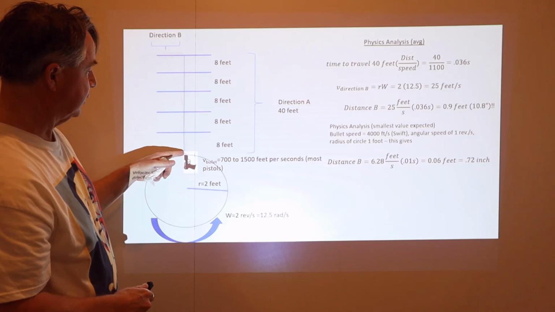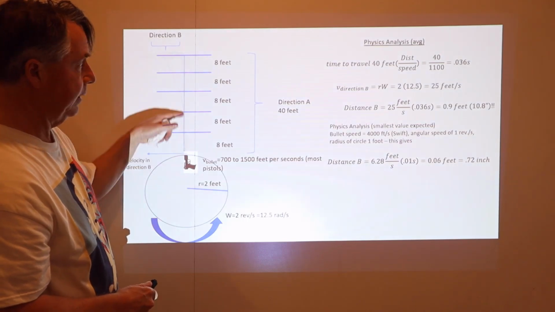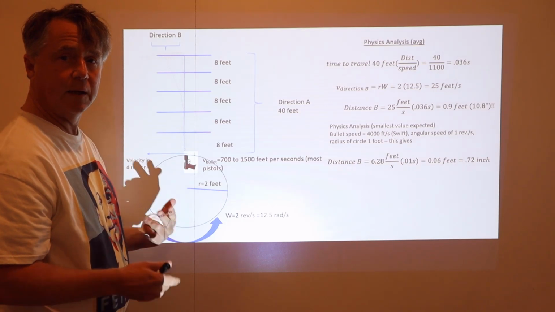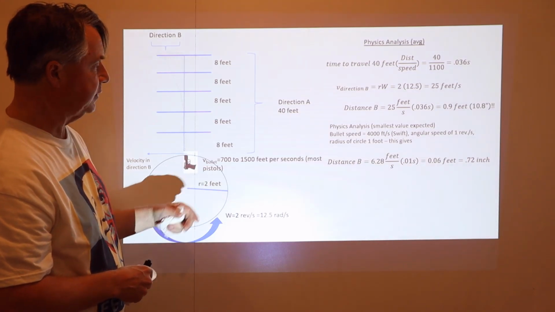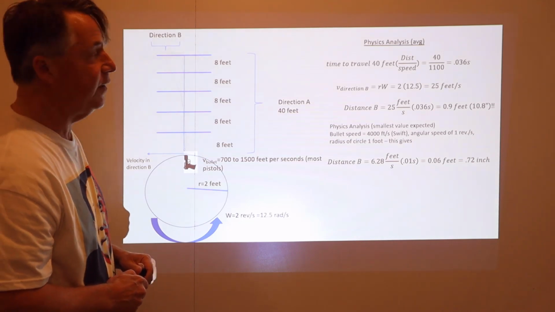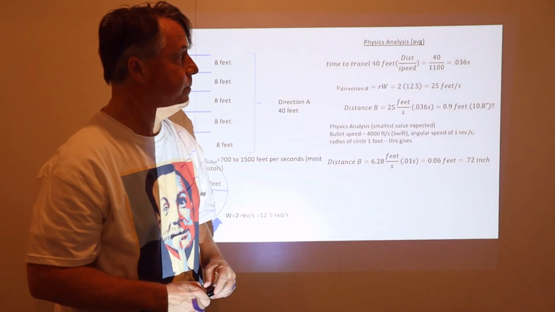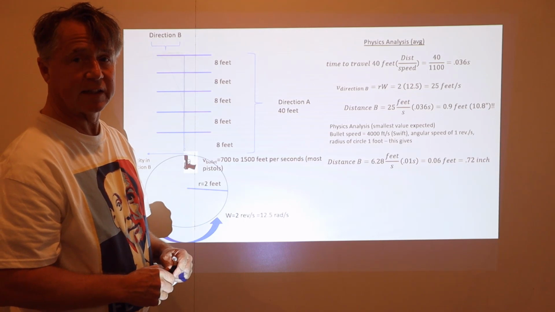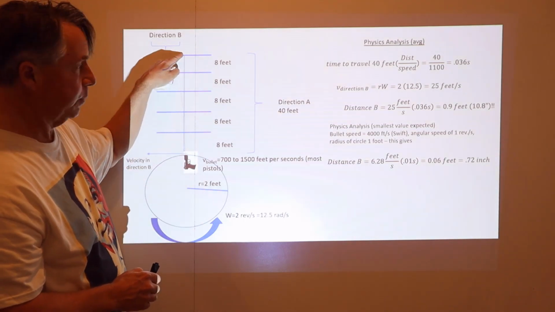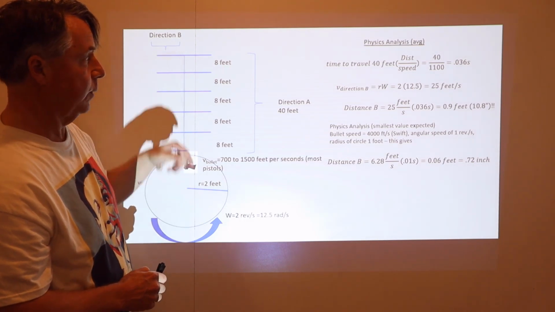The distance, as you'll see in a minute from their experiment, is measured to be 40 feet. The speed of a bullet coming out of your average pistol is about 1,100 feet per second. So if you divide 40 feet by 1,100 feet per second, you get 0.036 seconds. So that's the time it takes to get from the fire point to the projection screen 40 feet away.